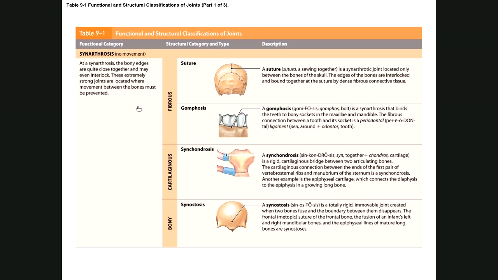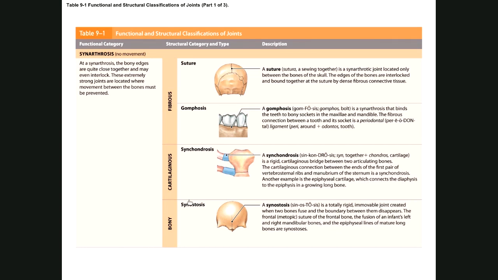Just a couple more slides, and I think that's all you need to know. Probably three slides. You can see here on Table 9.1, synarthrosis. Syn means together, so this is how you would classify these joints. Synarthrosis means together, the two bones acting as one. They're immovable. What are some of them?